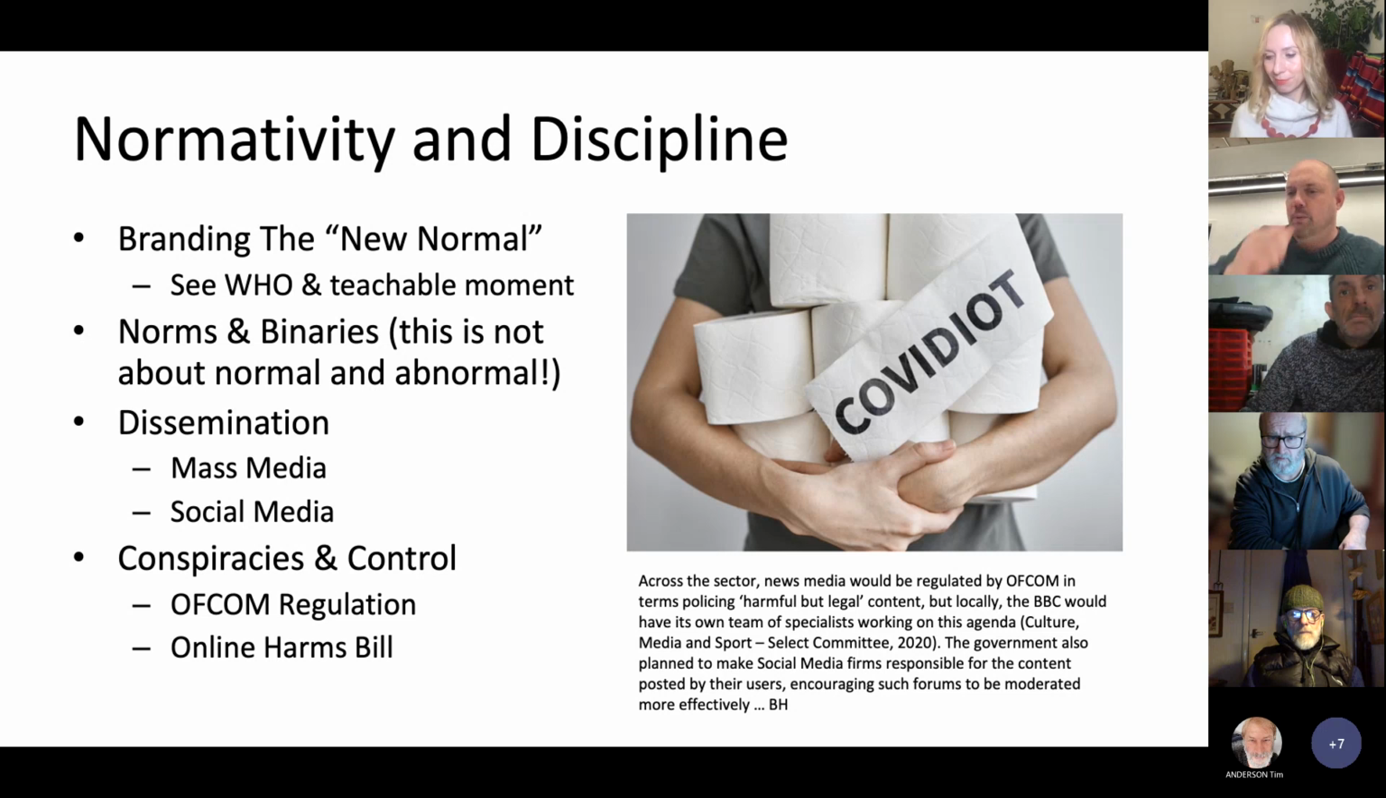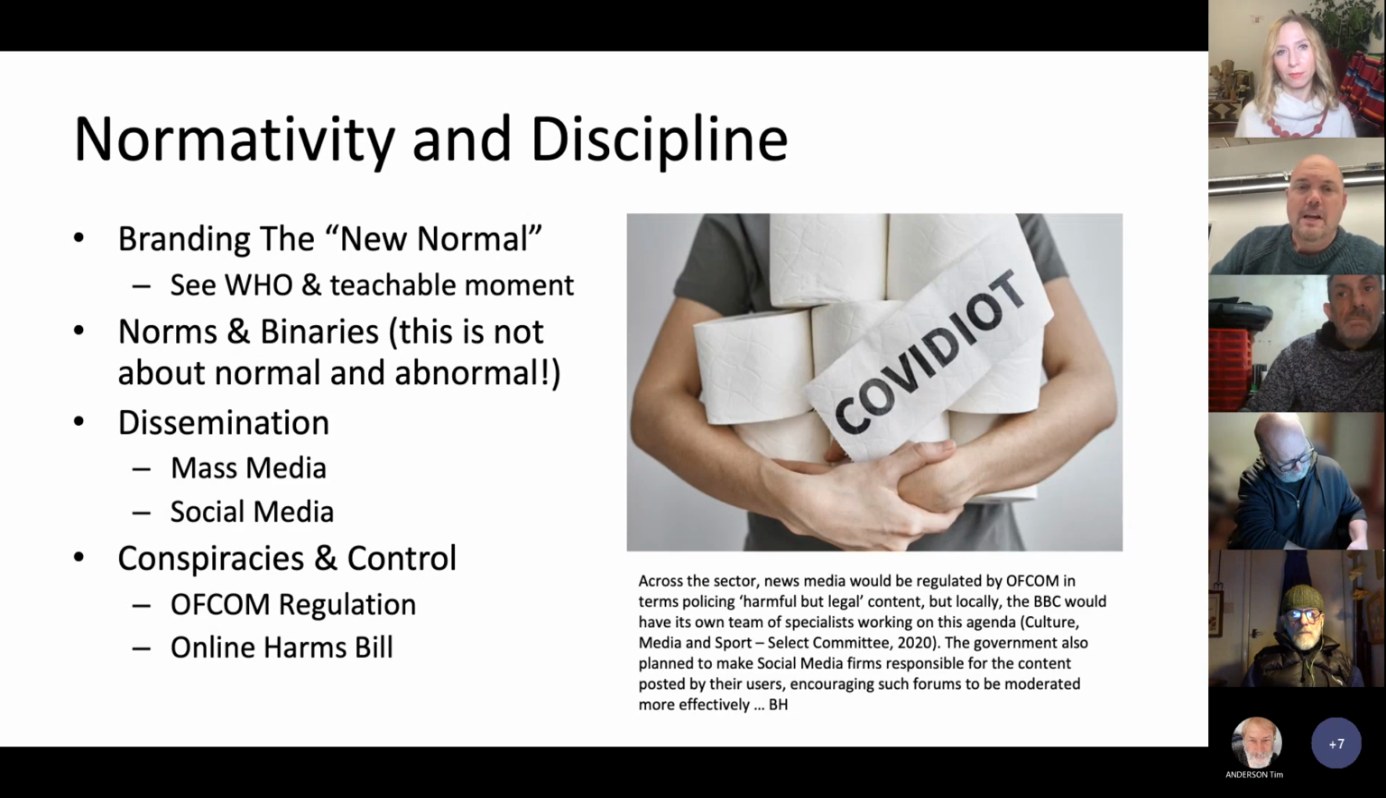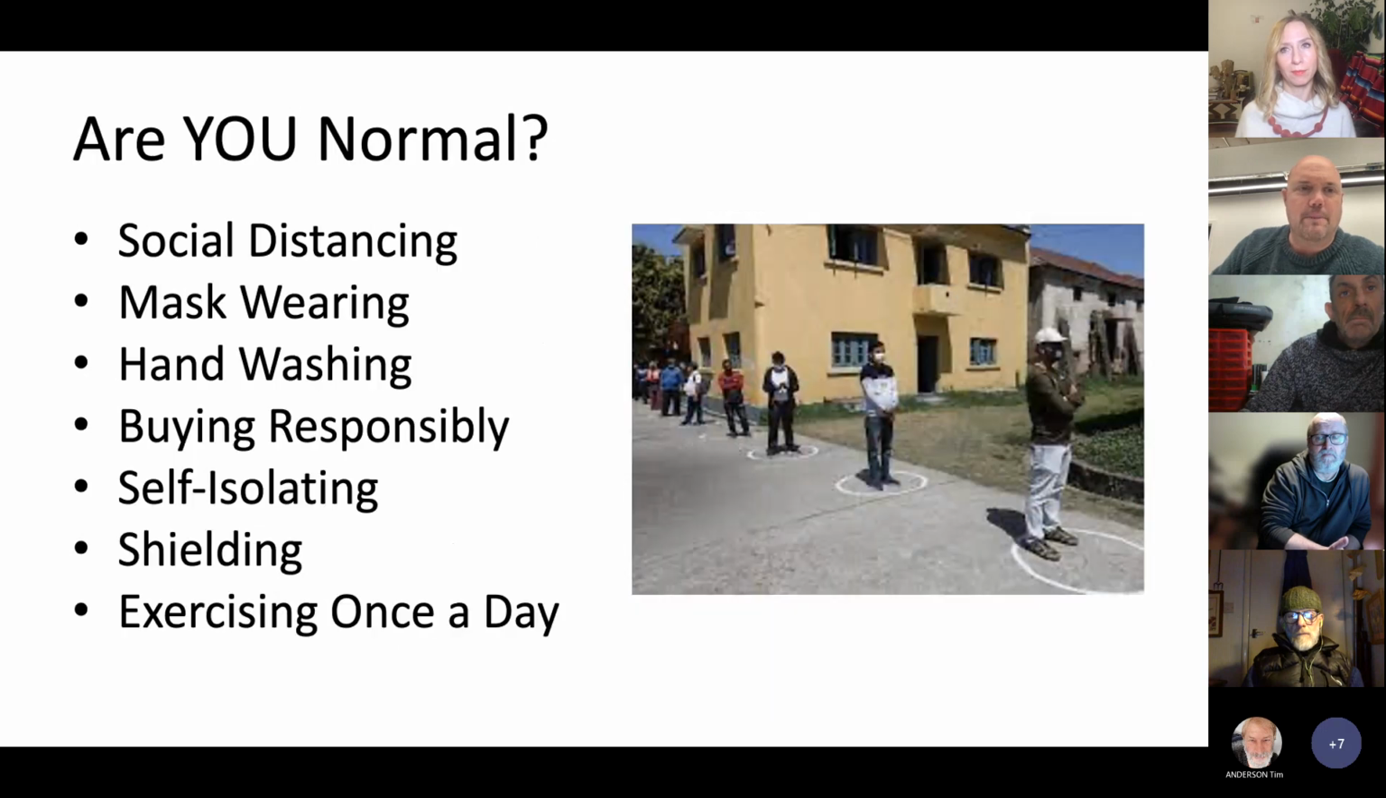Instead, what the government did was it just made social media companies responsible for the content being posted by their users. But of course, in terms of reiterating normative social values, we start to see fantastic terms appear. I think this one was coined by tabloid pundit Piers Morgan, the notion of COVIDiots. I think that was a Piers Morgan trademark term during that particular period.